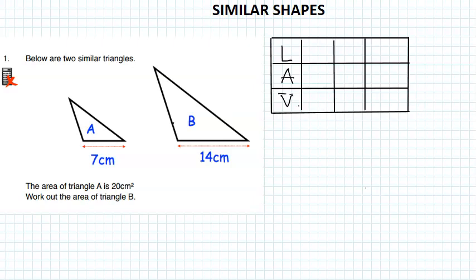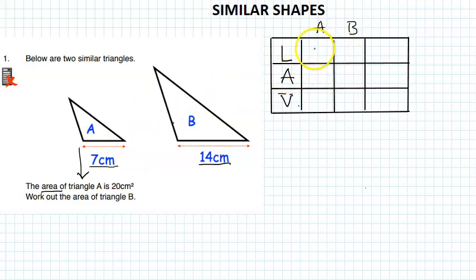What they give is either these two lengths, like the example here, and you are supposed to find either the area or the volume. Out of these, three things will be given. In this question, one length, two lengths, and one area are given. This is the area of this triangle. This is triangle A, or shape A, and this is shape B.